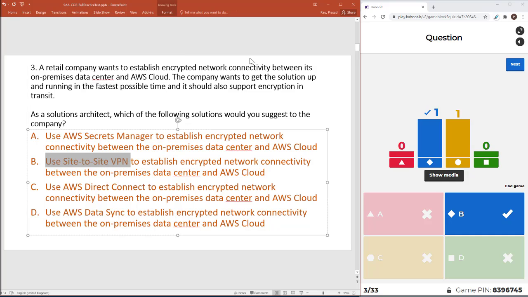And both of them provide encryption, so the data is encrypted in both of them. It's just that with Direct Connect, we will be having a dedicated line. And that's why the correct answer here is B.